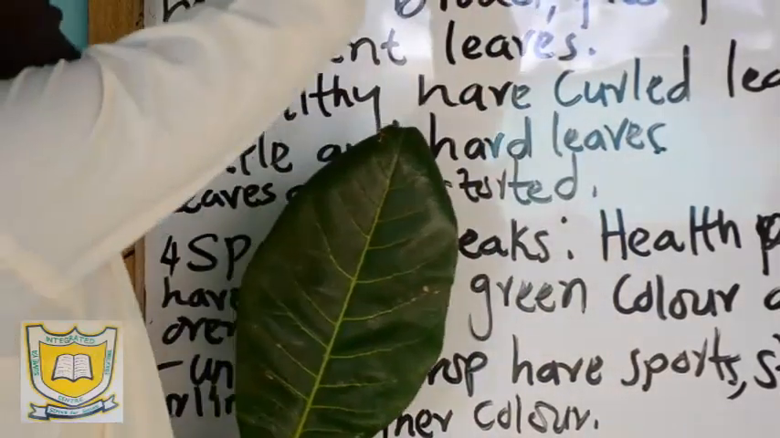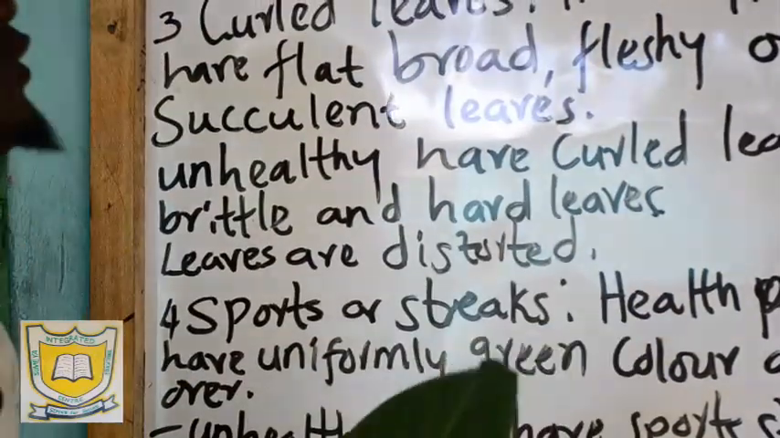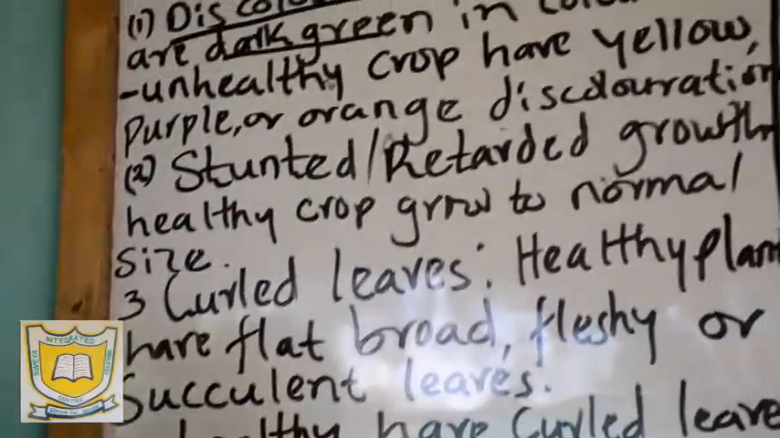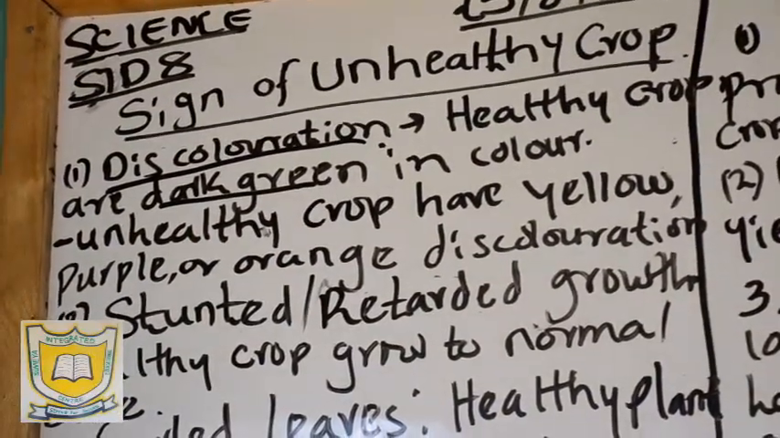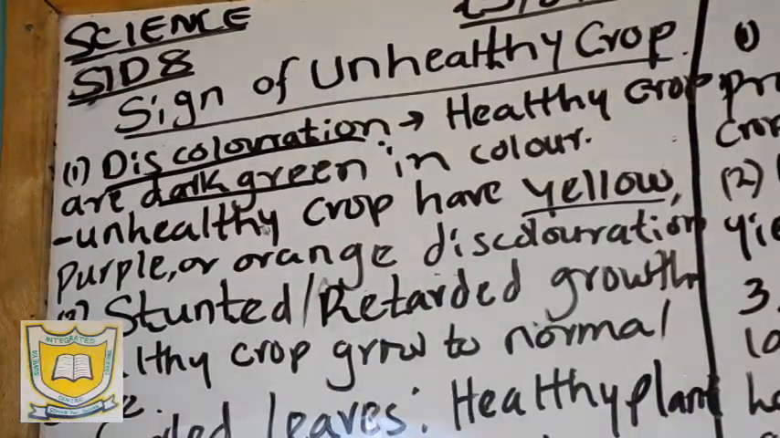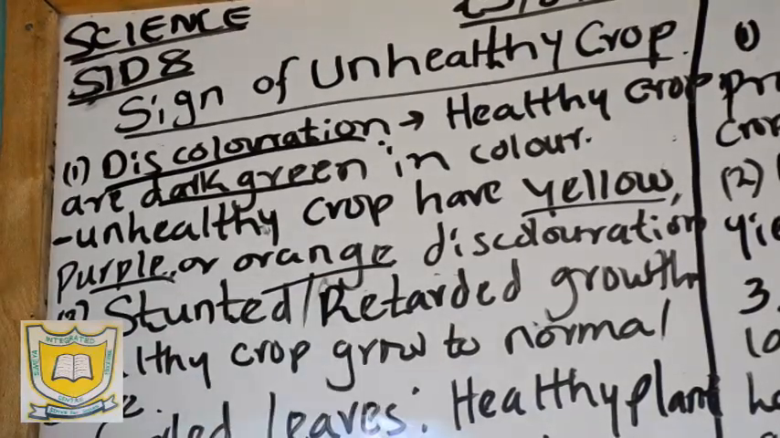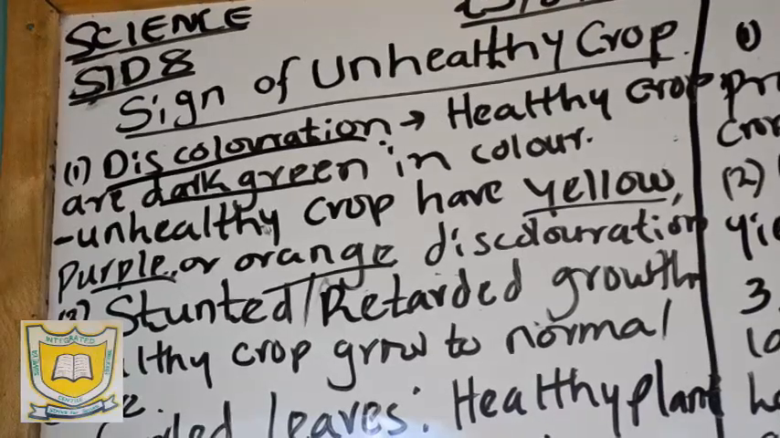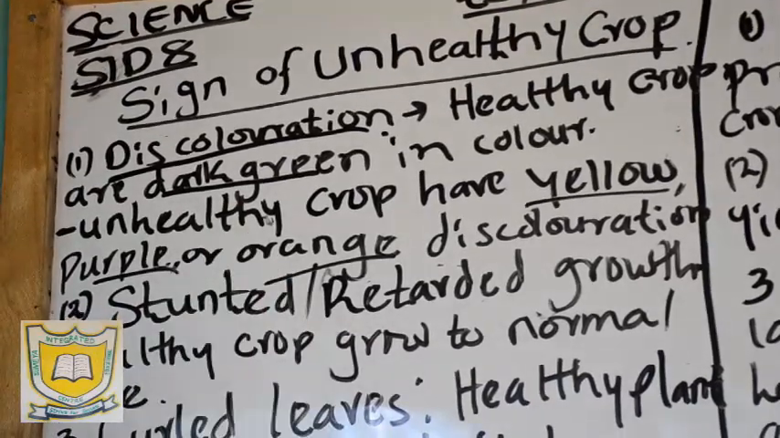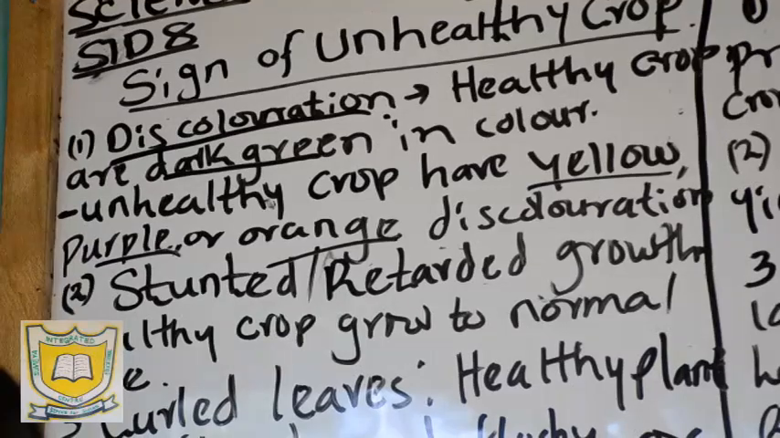That is discoloration of the leaf. Healthy plants have a dark green color, while unhealthy plants may have yellow colors, or purple leaves, or orange leaves. If you see any change in the color of the leaf, that means the plant is not healthy.